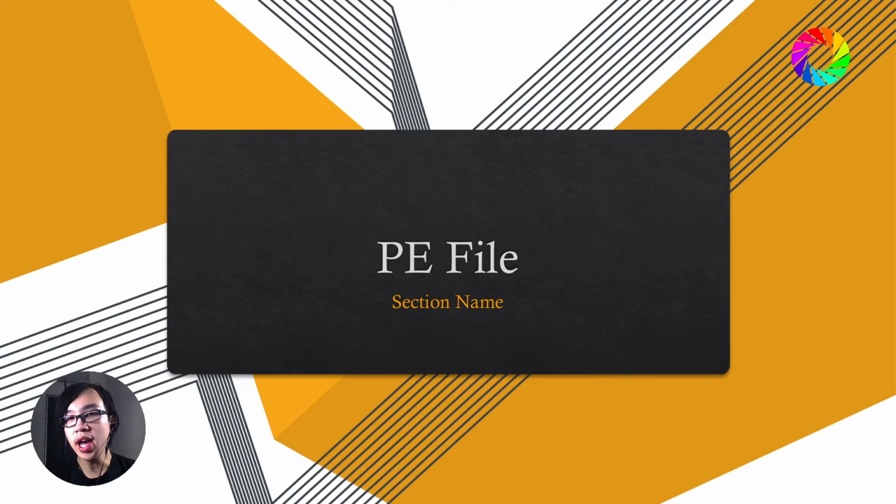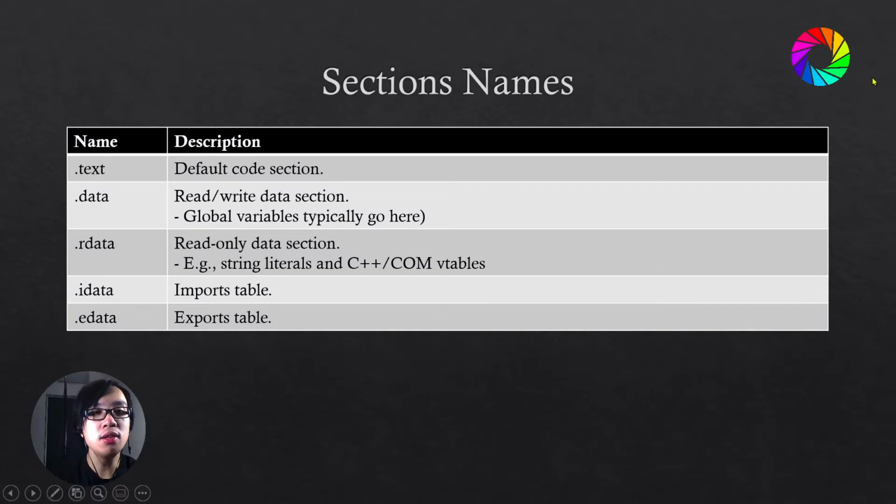Yeah, in the section, we have the server of the section name. So for the section, when we see .text, that one is the default code section. .data is the read or write data section, which is the global variable data. Normal is go here. Then .rdata, the R is for read only, so that means read only data section, such as the string literals and C++ vtables. Then .idata is the import tables and .edata is the export table.